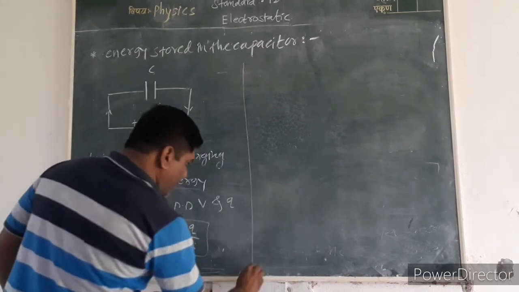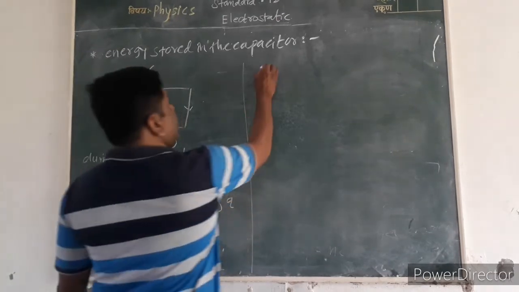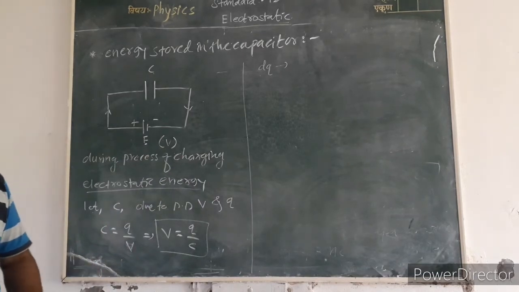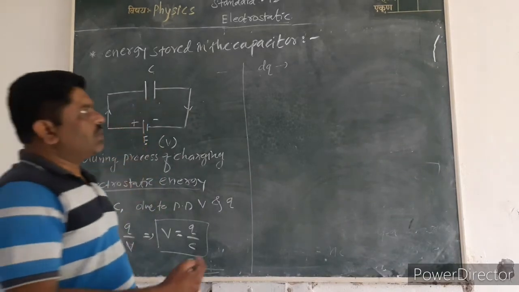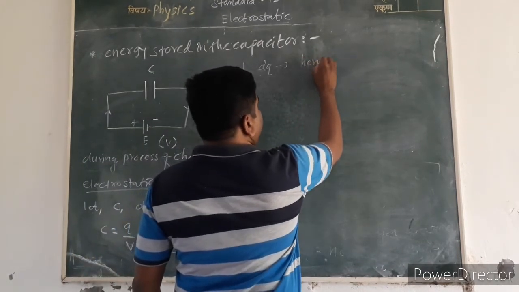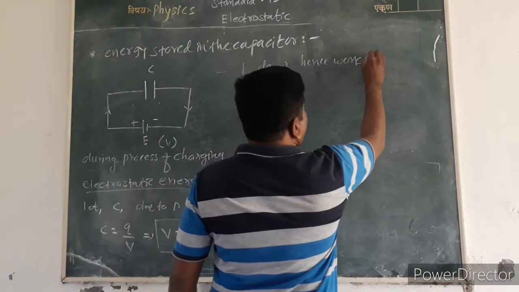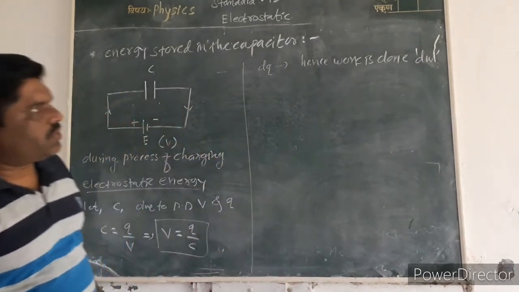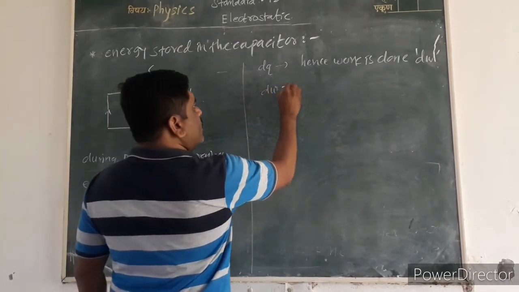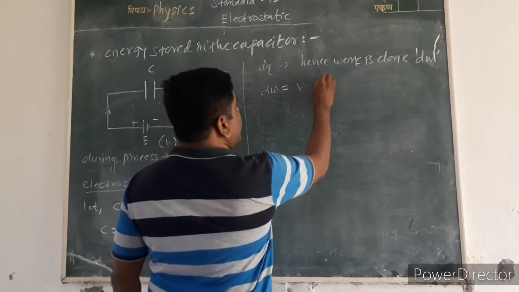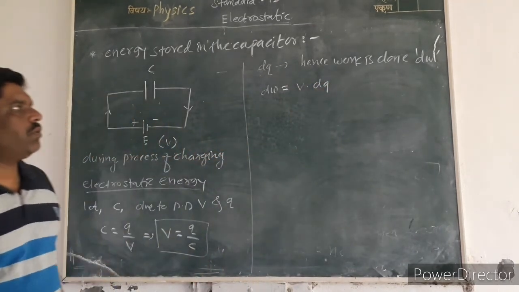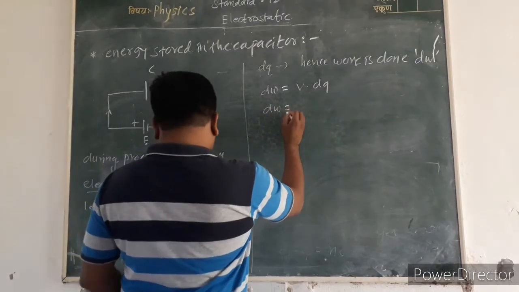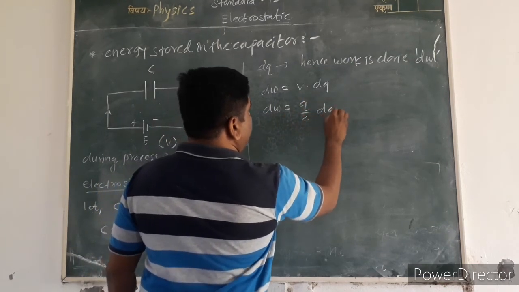During the process of charging, a small charge dQ is stored in the given capacitor, and hence work is done, say dW, and this work done dW is given as V into dQ. Using the value of V, the work done dW is equal to Q upon C into dQ.